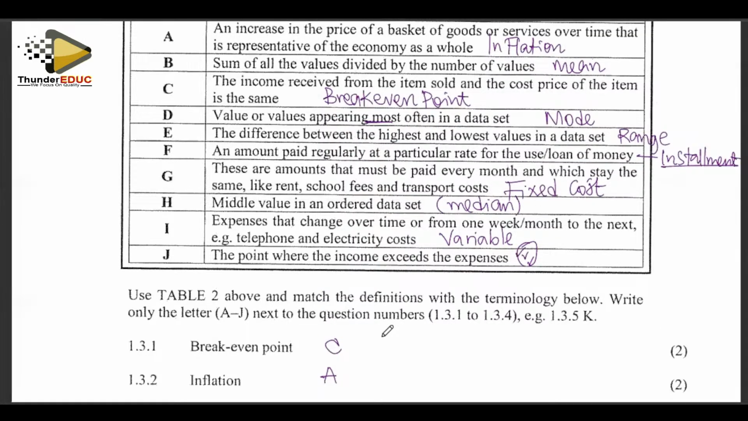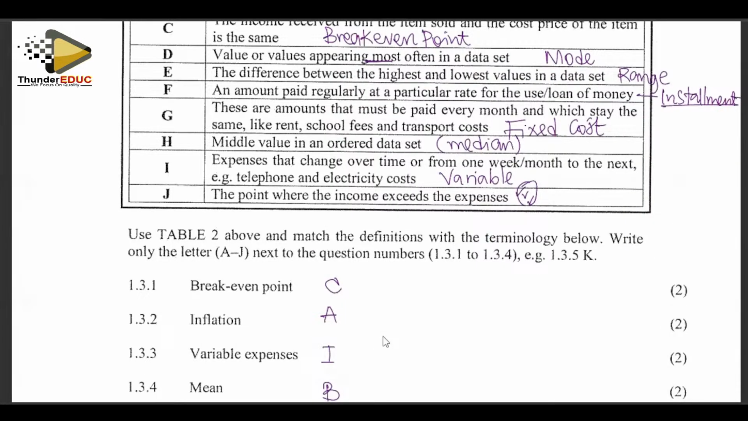To go back a little bit, a point where income exceeds expenses. Yeah, this is when you start getting what? Your profit. This is after the break-even point. Profit happens after the break-even point. Before the break-even point, you're making losses. This marks the end of question number 1. Let's look at question number 2.